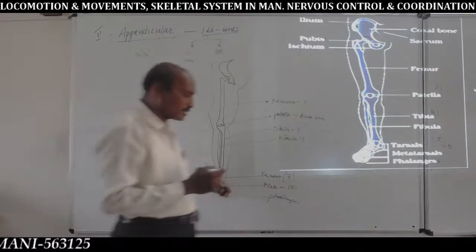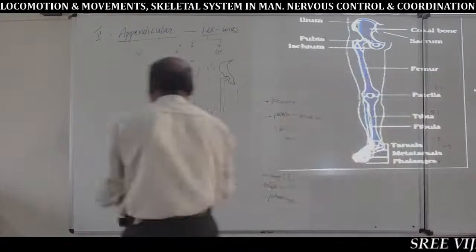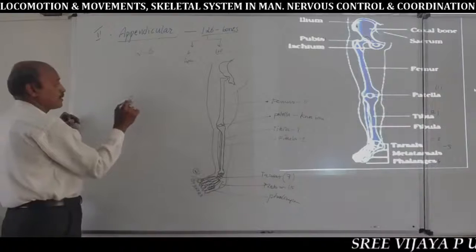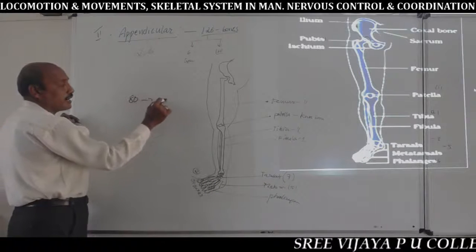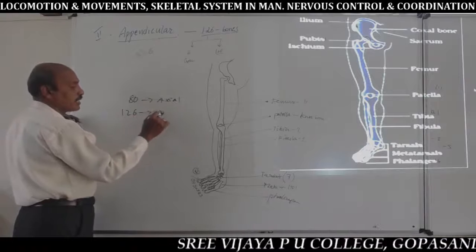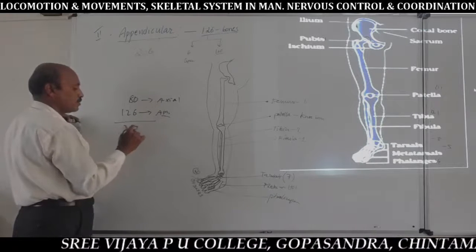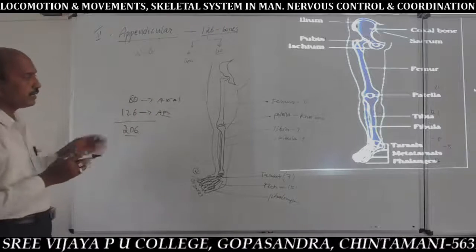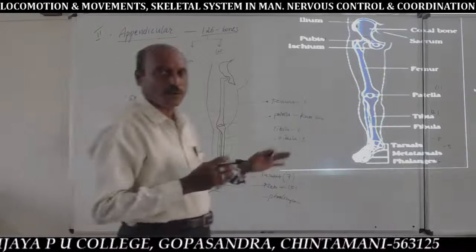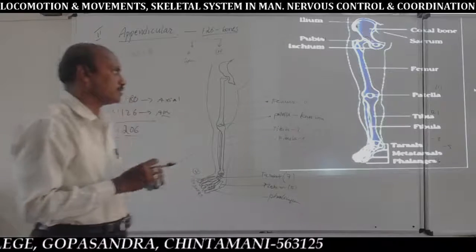Out of 206 bones, 80 bones are in the axial skeleton and 126 bones in the appendicular skeleton. Totally 206 bones. Very important. Bone names and also numbers are very important for competitive exams.